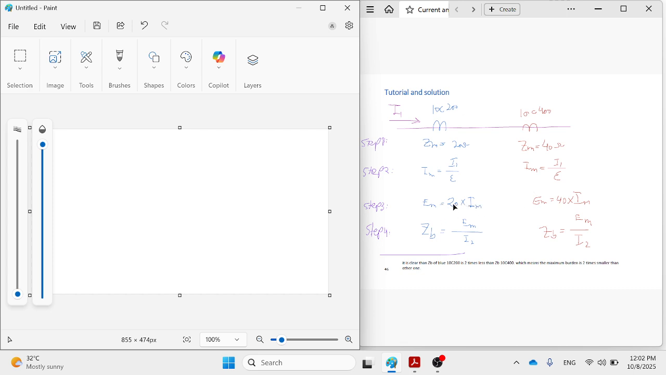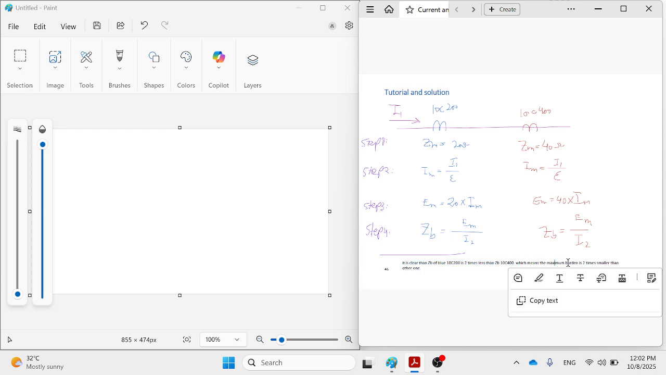Then the EM of this one is 20, and the EM of this one is 40 of something, okay? So the red side is two times more than the blue one. Finally, the burden. The burden is EM over I2. Since I1 is the same and IM is the same, I2 for both CTs are the same, correct? Then we have EM over I2 and EM over I2, and we can cancel both I2. Finally, we can see the ZB of the blue one, which is class 10C200, is two times less than the other class.